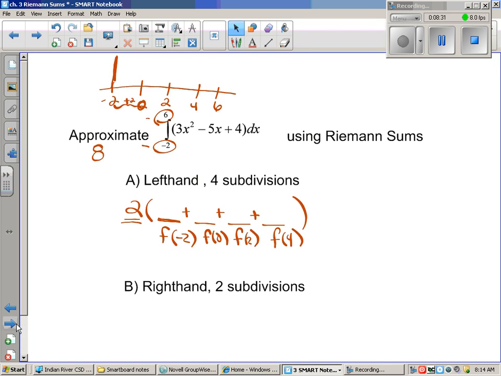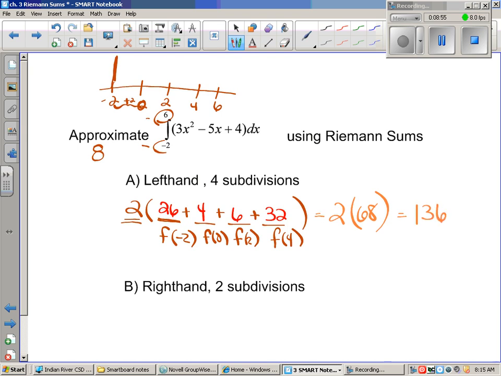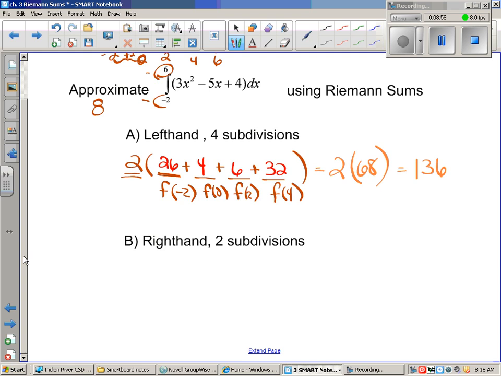So I'm going to just quickly fill in what those are. I encourage you to do the same. Go ahead and pause and find what each of those values are. Okay, so hopefully for each of the heights there, you got 26, 4, 6, and 32. And so now what we would do is, of course, we would add up those numbers on the inside. Give me 68, and we would multiply by 2, which gives me 136.